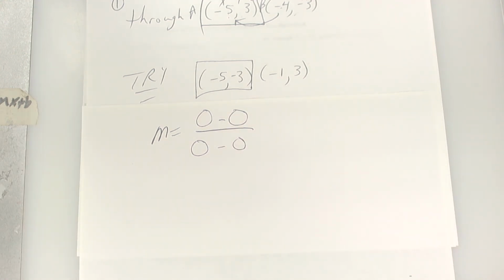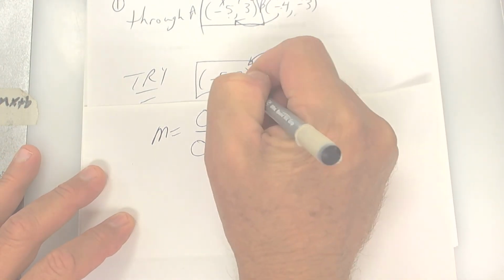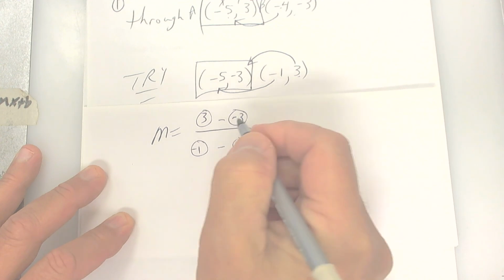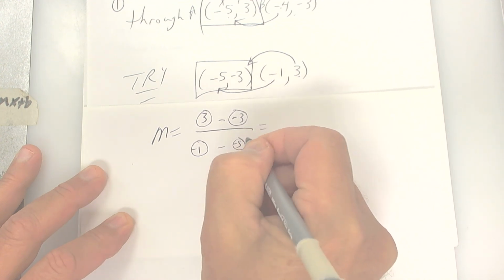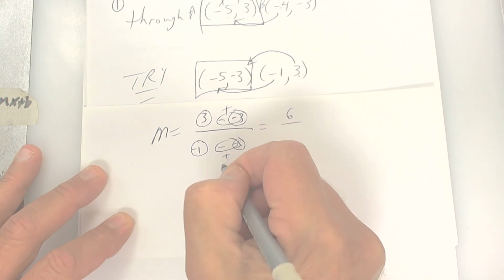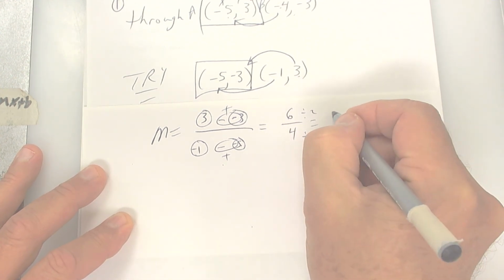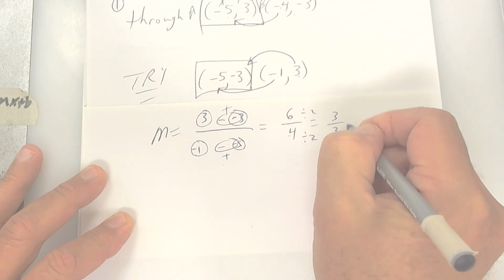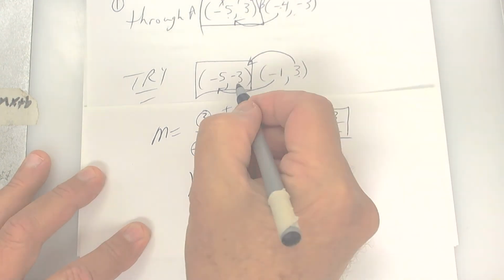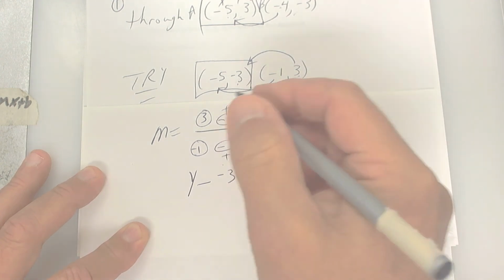All right, what goes in the top? So your y's are right here. So it's going to be 3 minus a -3, and then x minus x. So -1 minus a -5. So your slope, that becomes a plus. So that becomes 6. This becomes a plus. 5 minus 1 is 4, and you can reduce that by 2. So 6 divided by 2 is 3. 4 divided by 2 is 2. That's your slope. So it's going to be y minus my y, which is a -3, equals my slope, and then x minus my x.